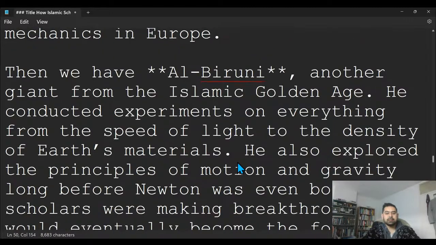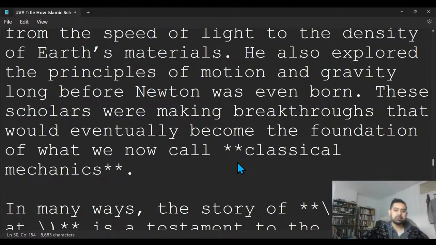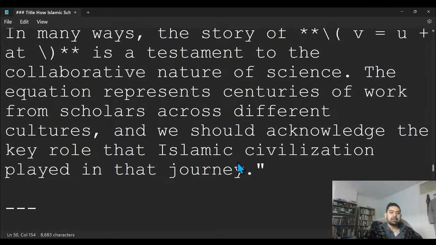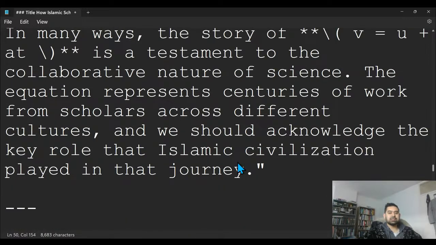Then we have Al-Biruni, another giant from the Islamic Golden Age. He conducted experiments on everything from the speed of light to the density of the Earth's materials. He also explored the principles of motion and gravity long before Newton was even born. These scholars were making breakthroughs that would eventually become the foundation of what we now call classical mechanics. In many ways, the story of V equals U plus AT is a testament to the collaborative nature of science. The equation represents centuries of work from scholars across different cultures, and we should acknowledge the key role that Islamic civilization played in that journey.